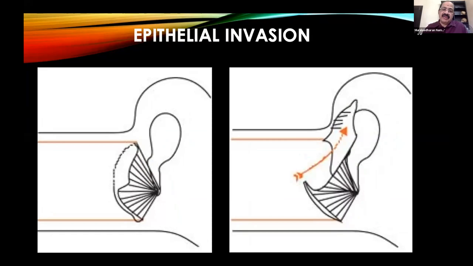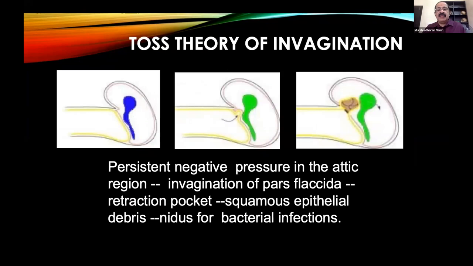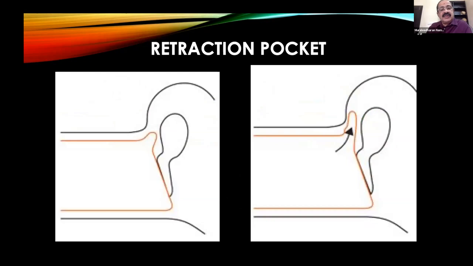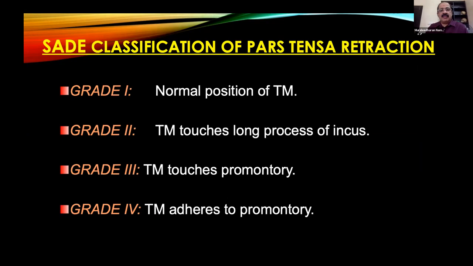But the accepted theory nowadays is the invagination theory, where the negative pressure produces invagination of the pars flaccida and a retraction pocket is formed, and the epithelial cells accumulate and are a nidus for bacterial infection. And these retraction pockets, as they touch the malleus neck or with the Prussak space, grow superiorly. And the pars tensa also can retract and produce cholesteatoma.